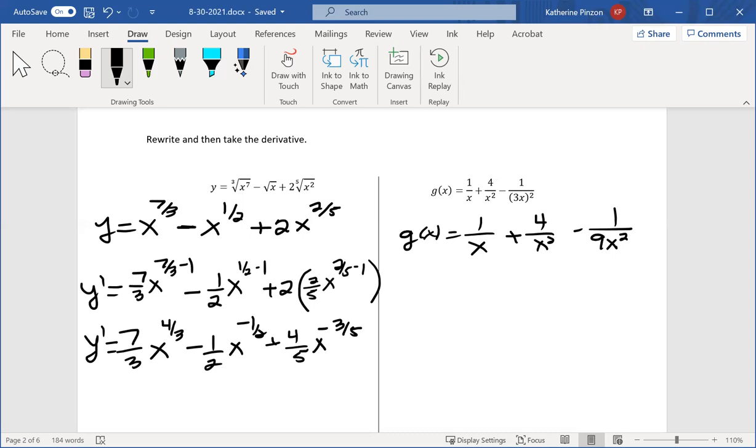Now I want to rewrite this because the power rule says it needs to look like x to a power. It doesn't say that your x to a power gets to be in the denominator, right? The power rule needs x to a power. It needs to be in the numerator. So how can I rewrite this first term so that x is in the numerator? X to the -1. How can I write this term so that x is in the numerator? 4x to the -2. How can I write this term so x is in the numerator?